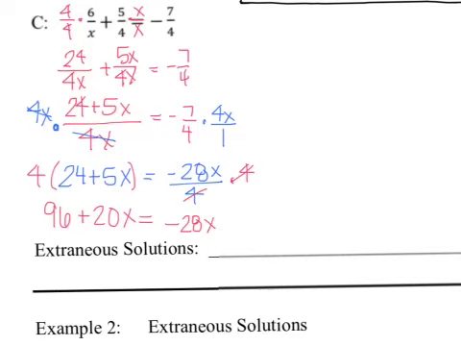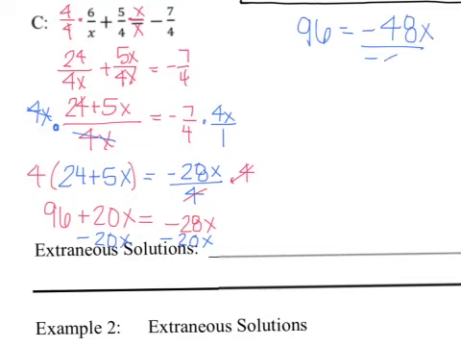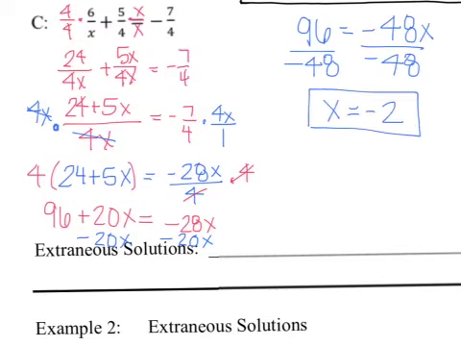Bring your like terms together, so minus 20x from both sides. So we get 96 equals negative 48x. Divide by that negative 48. So x equals negative 2. Let's go to the last one.